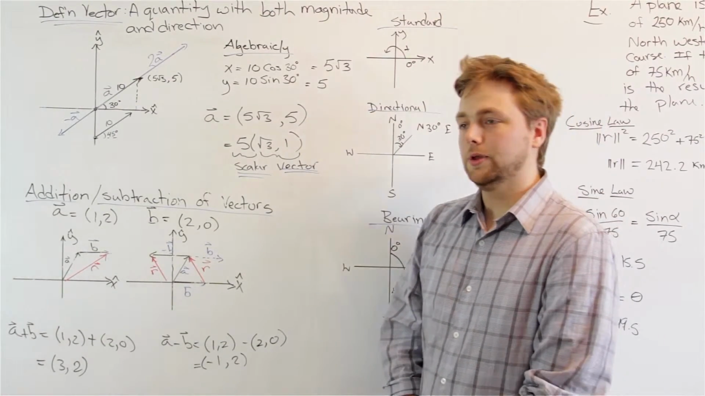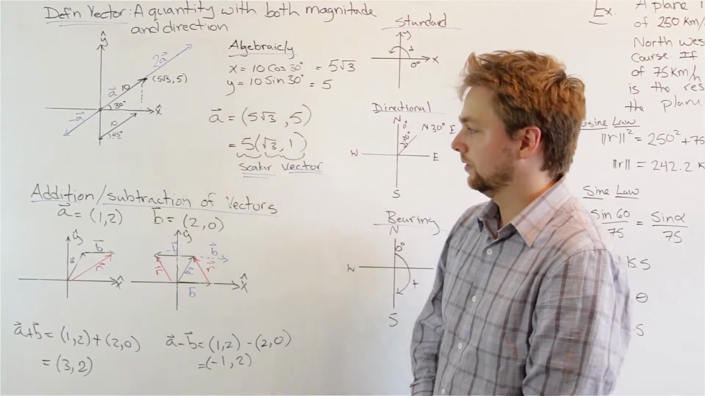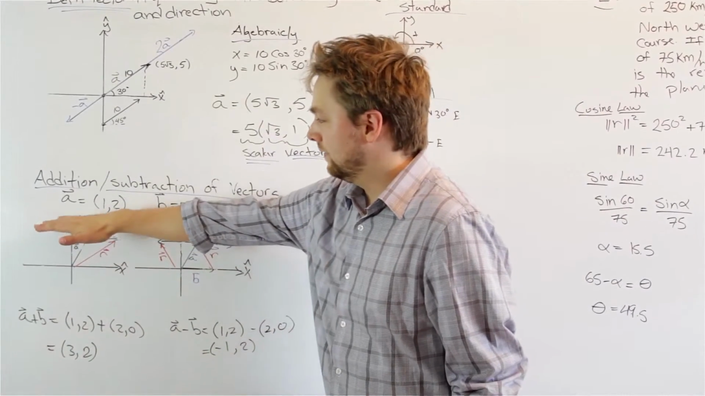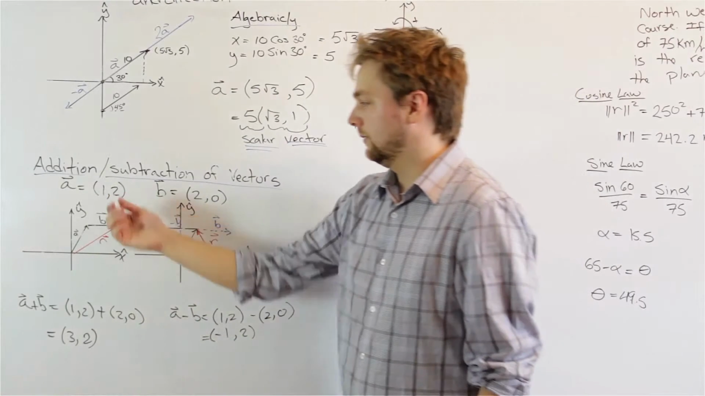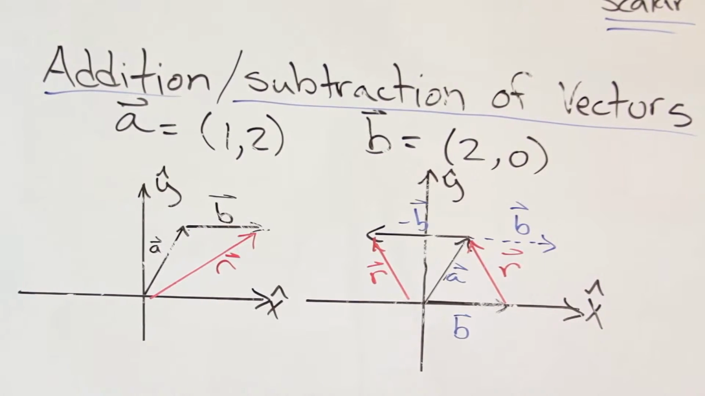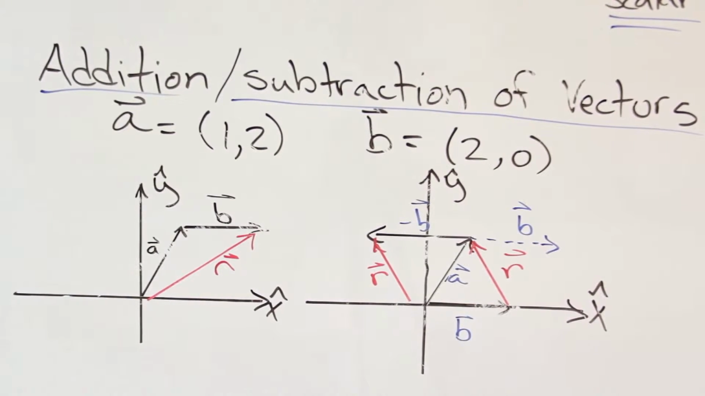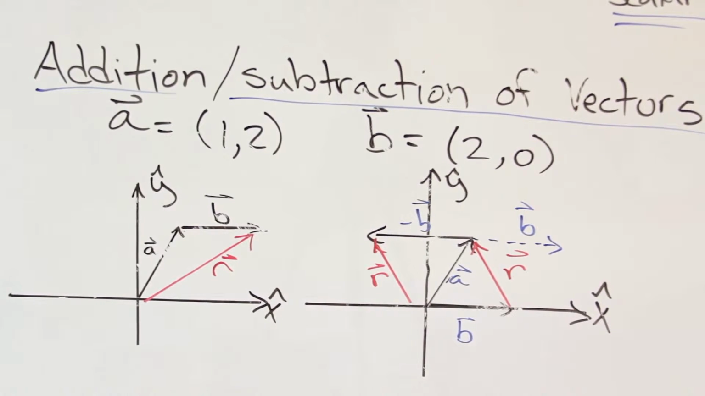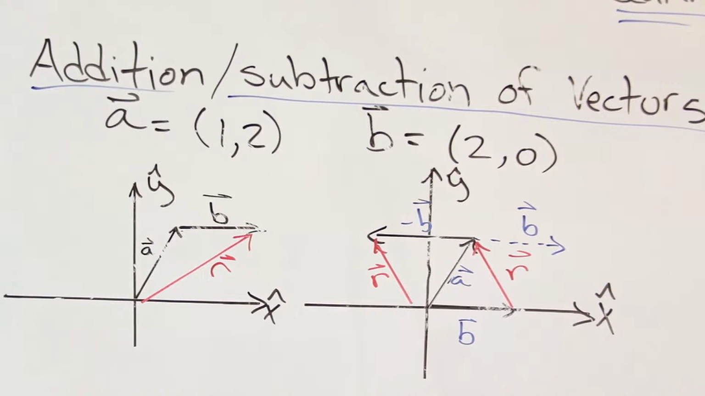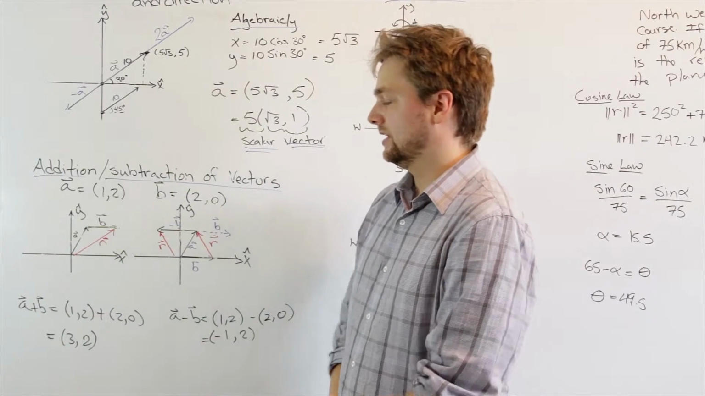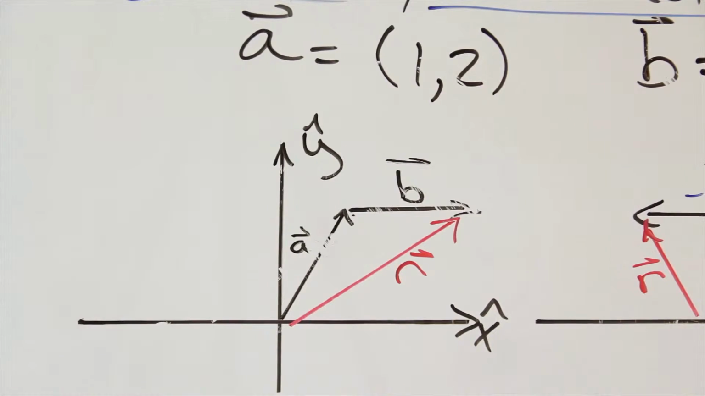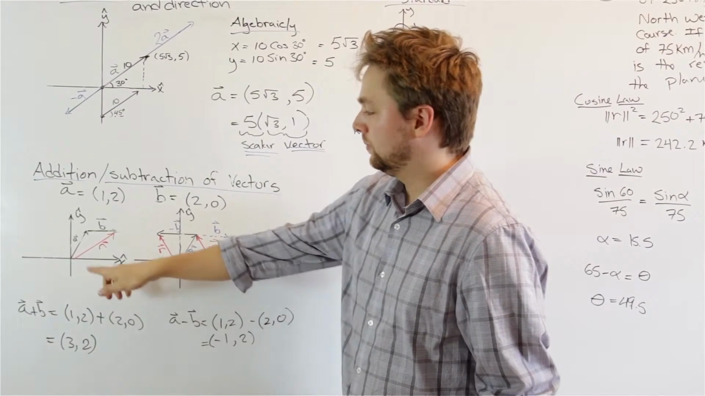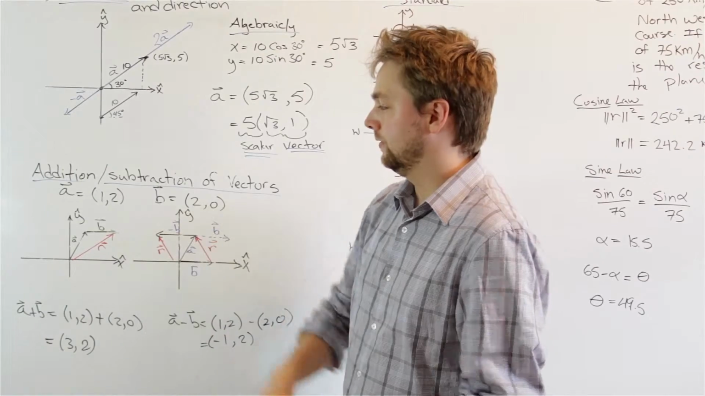Let's take a look at how we can algebraically deal with vectors. If we're given the vector a, which is 2, 1, and the vector b, which is 2, 0, so again, what this means is that a has an x component of 1 and a y component of 2, and b has an x component of 2 and no y component. If we want to add these two vectors together graphically, the way we would do that is we would draw a and b head to tail, and the resultant, or the answer, a plus b, would be drawn from where you start to where you finish.